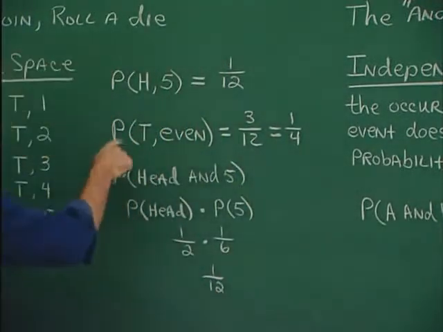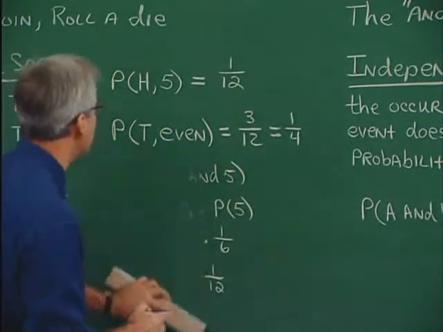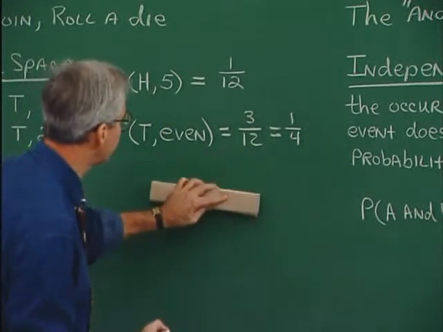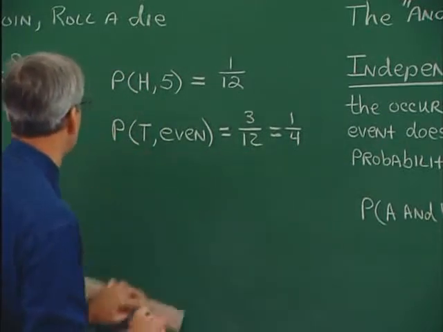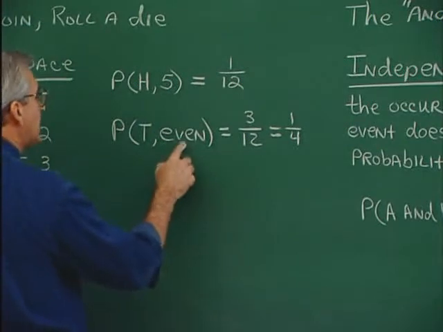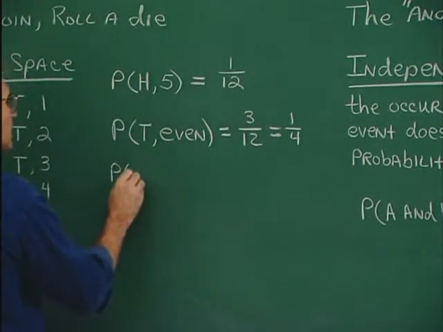All right, let's do the other one here using this idea of independent events. The probability of a tail and even would be the probability of tail.